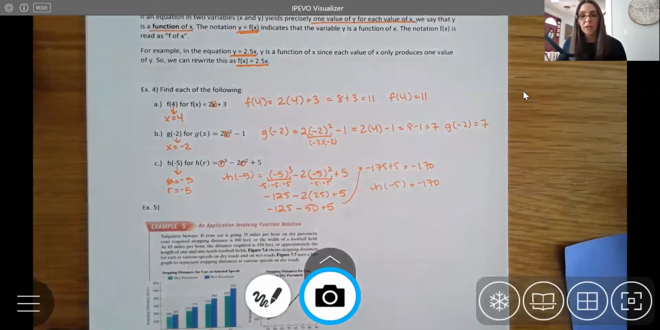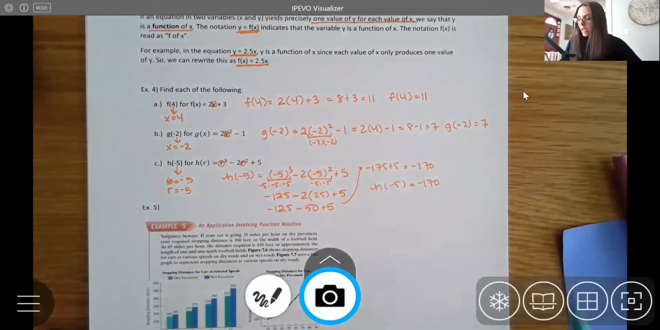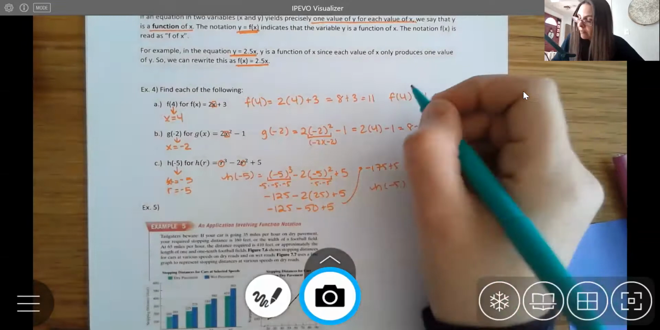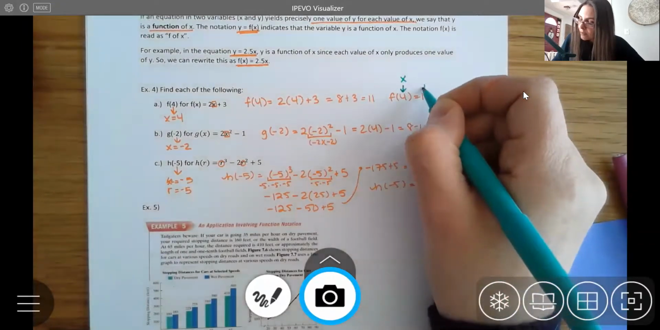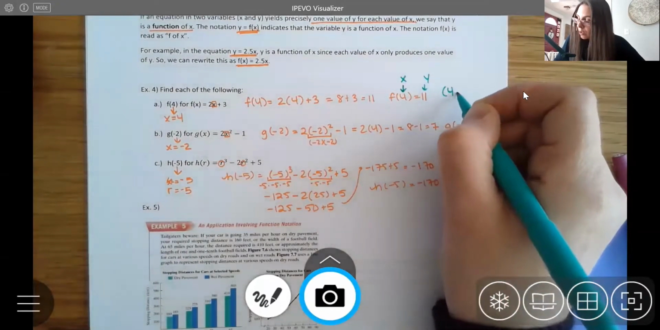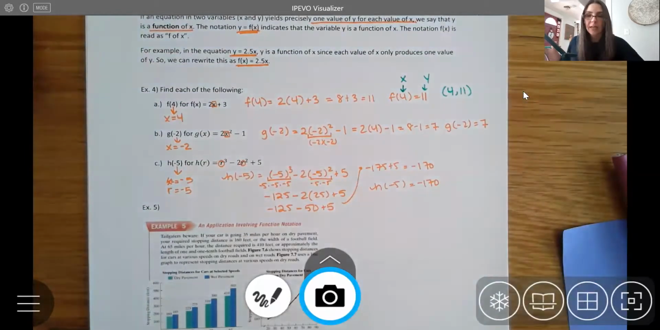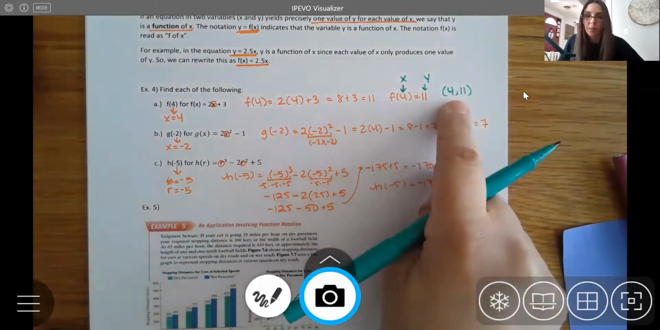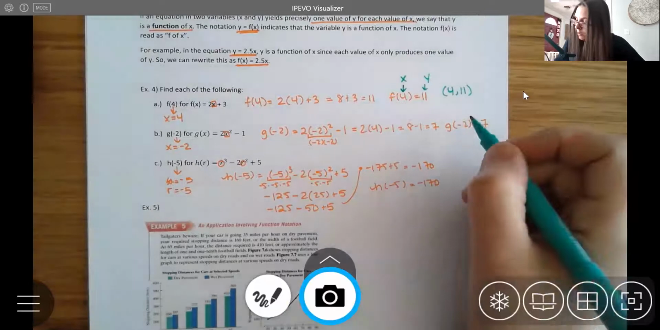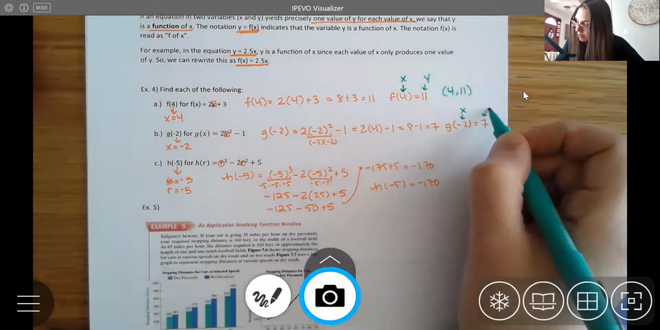Now, each of these actually can be written in point form as well. So when you have function notation, you still have a point. This is your x value, and this is your y value. So you could still graph these using the same techniques we've been using. You just transfer to the point format. So here, this is my x value, and this is my y value.